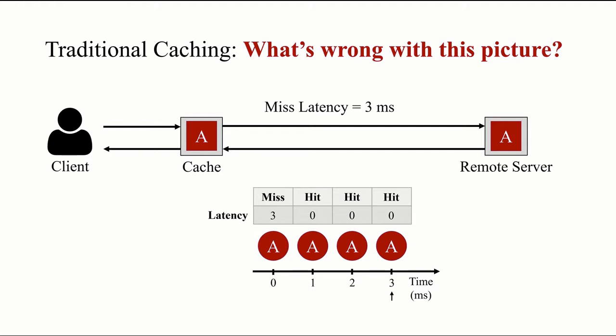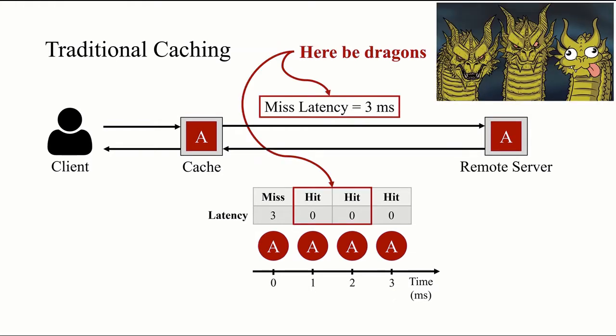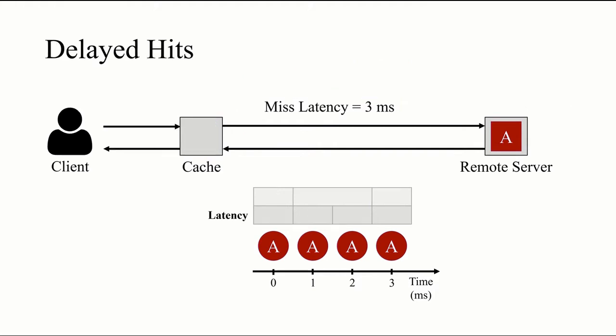Hopefully all of you found the bug in this example. If not, here it is. We said that it takes 3 milliseconds to resolve a cache miss. So how is it that the requests that arrive just 1 or 2 milliseconds after a miss were served with 0 delay? Clearly something's very wrong. Let's take a look at what actually happens.